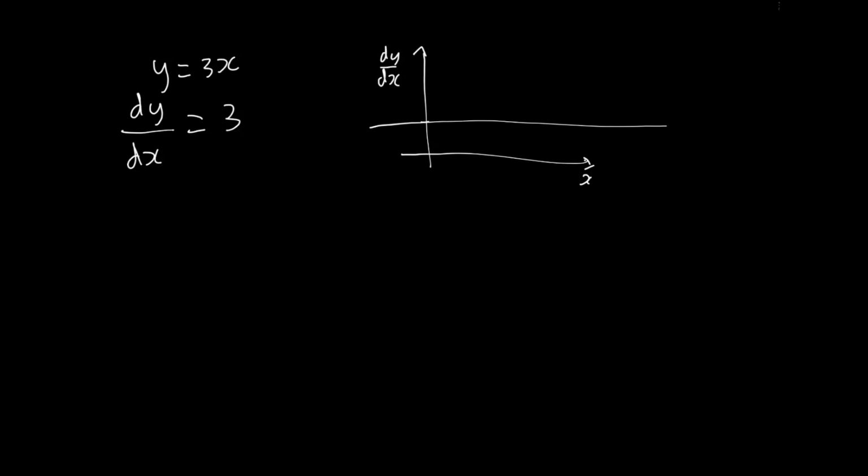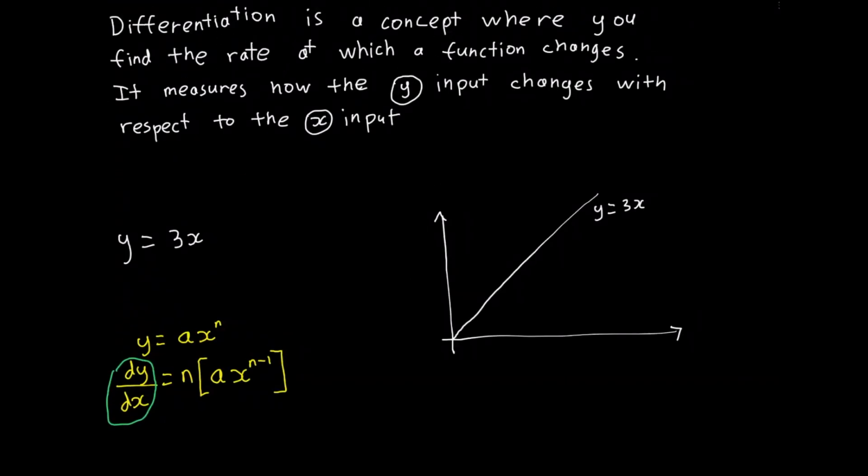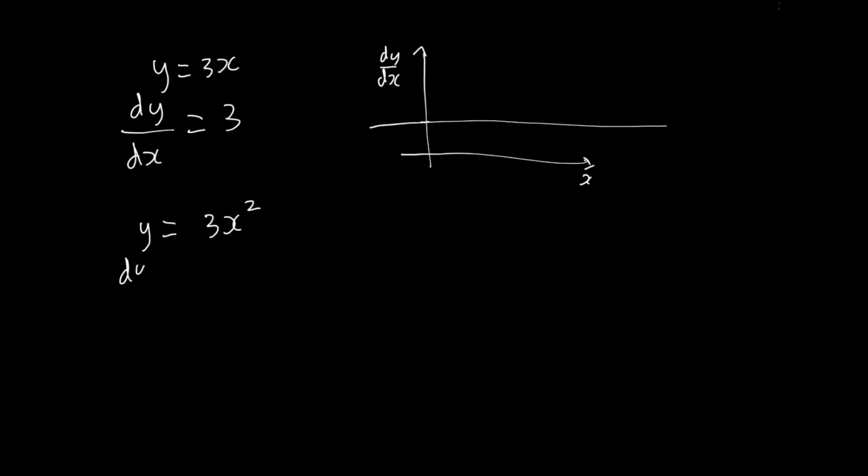Now let's do another example. We have y is equal to 3x squared. Well, based on our rule in yellow, dy over dx is equal to 2 multiplied by 3x to the power of 2 minus 1. And this is equal to 6x. Simple as that.